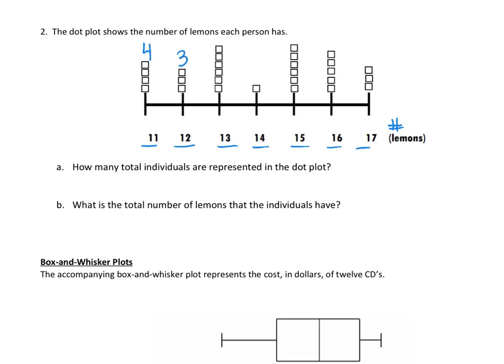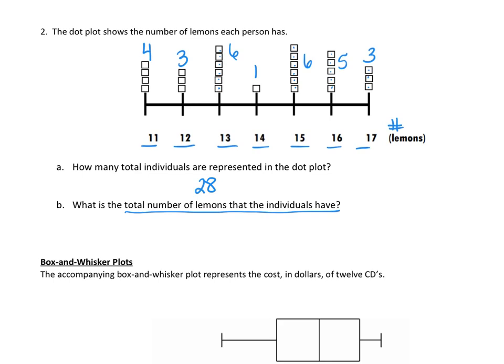So this is 4 individuals, 1, 2, 3, 4, 5, 6, 1, 1, 2, 3, 6, 1, 2, 3, 5, 1, 2, 3. So if I add all those up, the total number of individuals I'm going to have is 28. Now it's saying what's the total number of lemons?